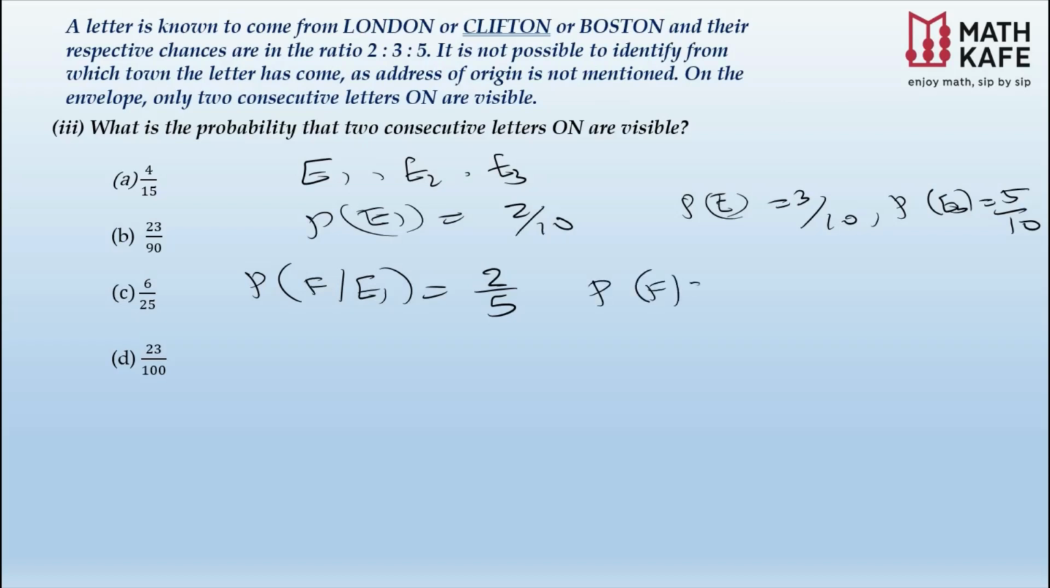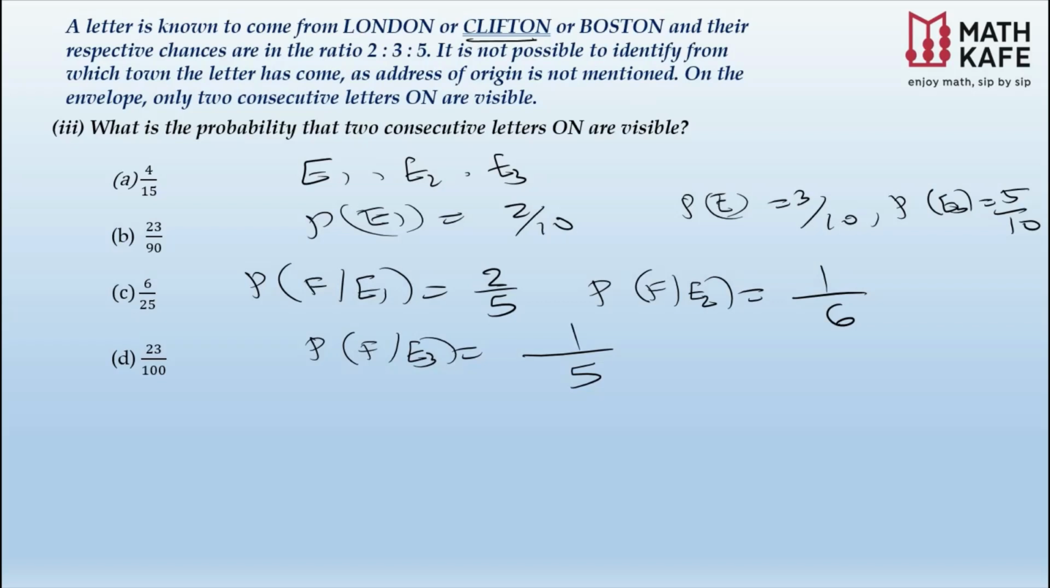And P of F given E2. So this F given E2 is ON is visible and the letter has come from Clifton, and you can see here Clifton has 7 letters, so total chances are 6 pairs, and there is only one ON, so it is 1/6. And again next, F given E3. So F given E3 will be, this is Boston, 6 letters. 6 letters means 5 pairs will be possible, and there is only one ON.